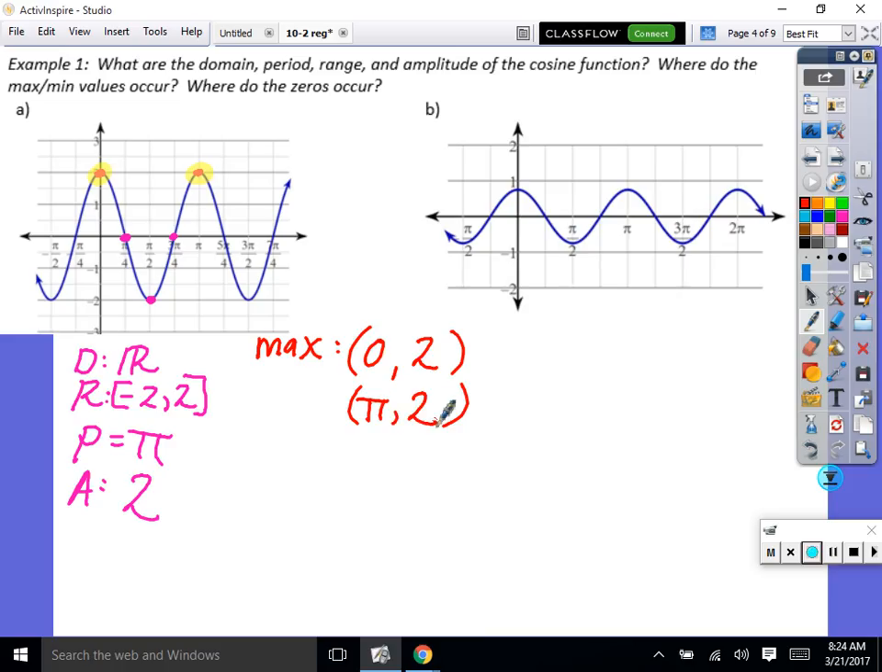Questions on that? Yes. Just from what we can see, it didn't say in the instructions, so we're just going to go off of what we can see on our graph. Does that make sense? Okay, let's do our mins. From what we can see on our graph, that's a min, and that's a min. So our mins happen at the xy points of -pi/2, down 2. Another min happens at pi/2, down 2. And our other one happens at 3pi/2, down 2.